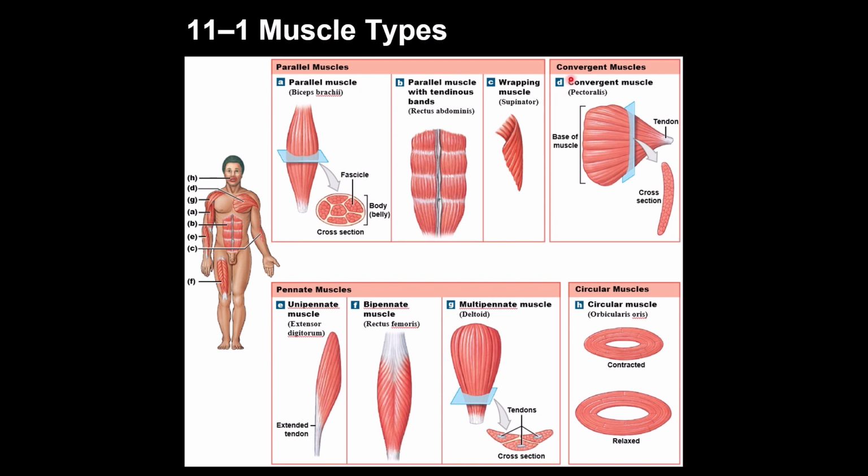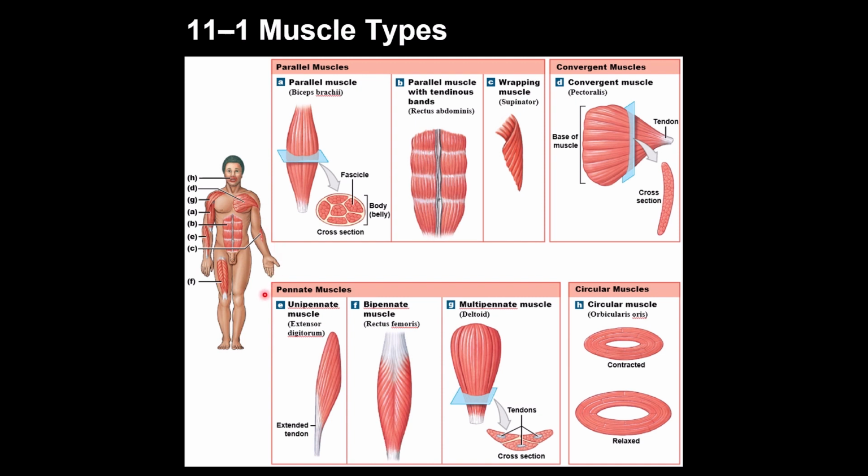The second type is called a convergent muscle. Here the muscle fibers start from a broad area, and then they converge to the tendon in a small area. An example of that is the pectoralis muscle in the chest.